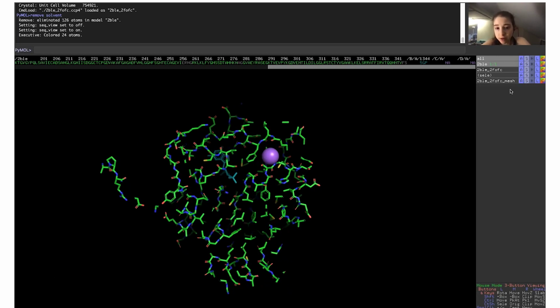And so let me show you how we can see those B factors. If we go to color, we can color spectrum, and then B factors.